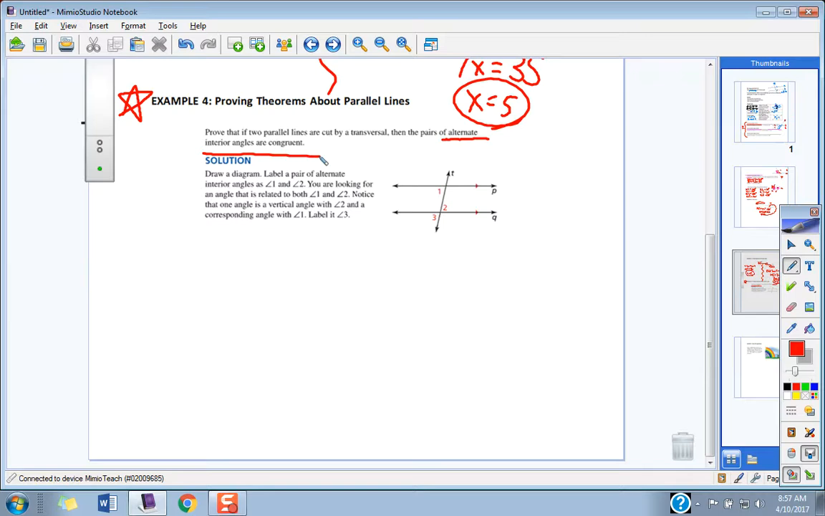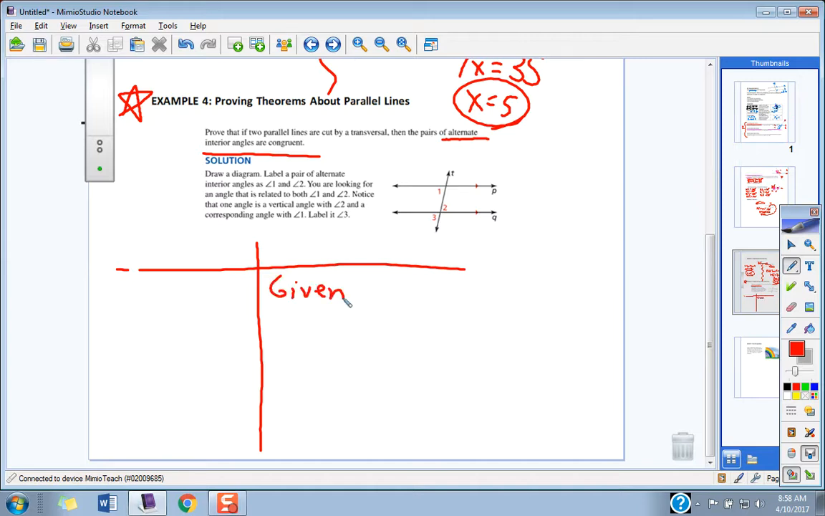Okay? It says draw a diagram, label a pair of alternate interior angles such as angle 1, angle 2, and angle 3. It says you're looking for an angle that is related to both 1 and 2. Notice that one angle is a vertical angle with angle 2, and one is a corresponding angle there. Here's how this is going to work. We have the diagram labeled with 1, 2, and 3. First of all, anytime we try to do a proof, as in the last section, we always have to start out with something that is given.